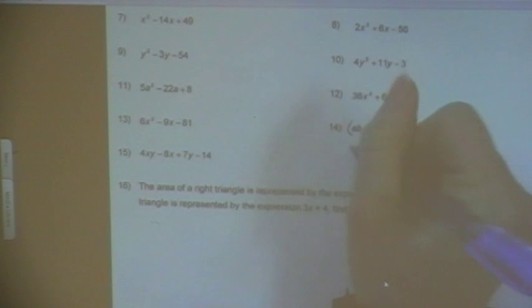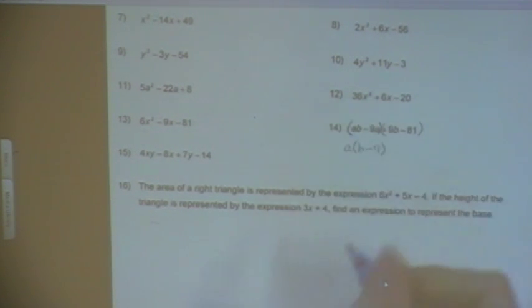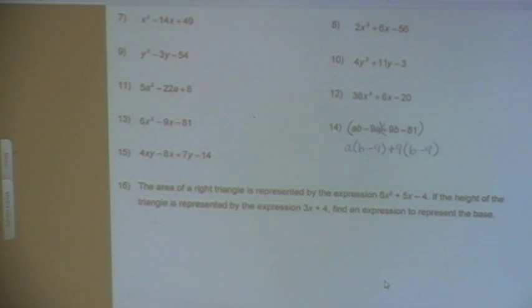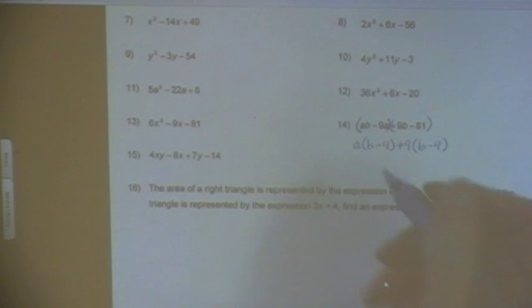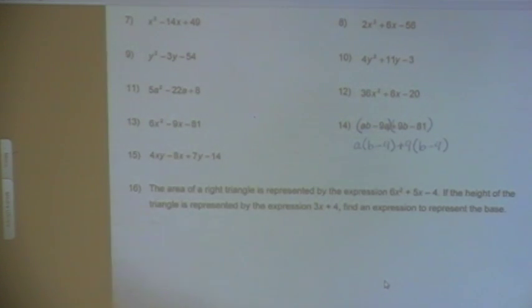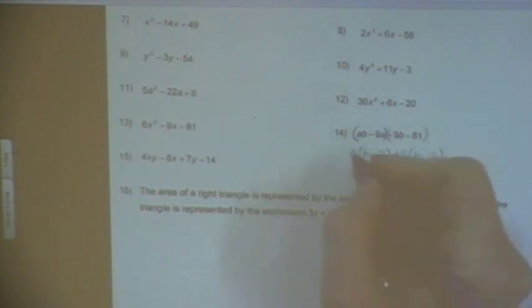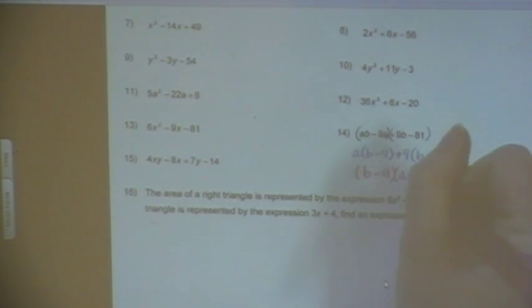Factoring out of the first piece, they both have an a in common. That leaves me b minus 9. These have a positive 9. That leaves b minus 9. Checking to make sure that the parentheses are the same. They are. So that becomes my GCF. I factor that piece out, put it in front, so b minus 9. That would leave me an a and a plus 9.